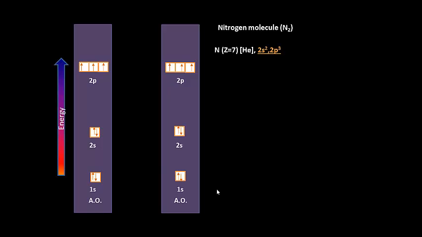So here the two 1s orbitals of two nitrogens will form two molecular orbitals. Similarly, the 2s will form another two. There are three 2p orbitals in one nitrogen atom. So these total 6 orbitals of both the nitrogens will give 6 molecular orbitals.